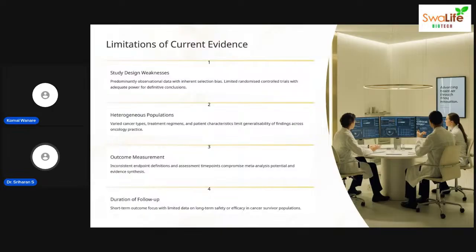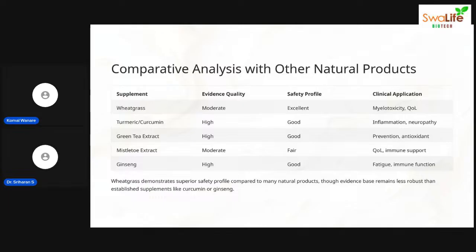and low follow-up. As we saw in yesterday's class, there are acute, chronic, and long-term studies. Most of the studies are 1 year, 1.2 years long. So there is a lack of long-term follow-ups. That is a limitation. Now, comparative analysis with other products: we are comparing wheatgrass with other products.